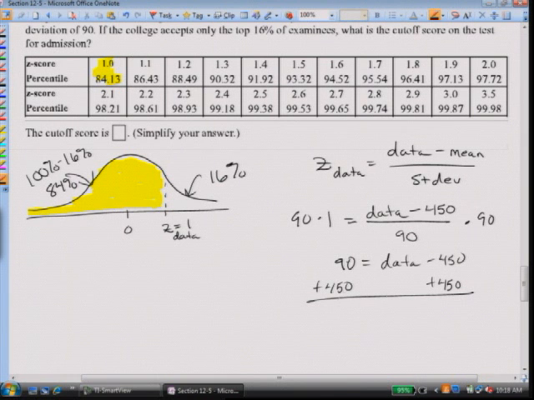And so 90 plus 450 is 540, right? And that's your answer. So students with a test score of 540 or higher will be selected for admission into the college. Okay? So that's the cutoff score.